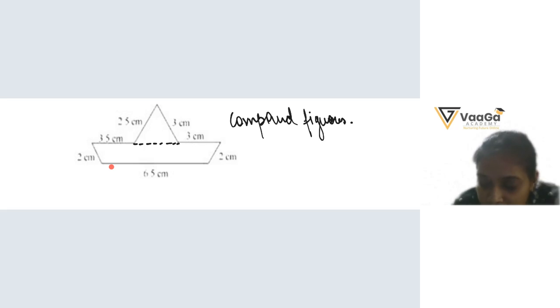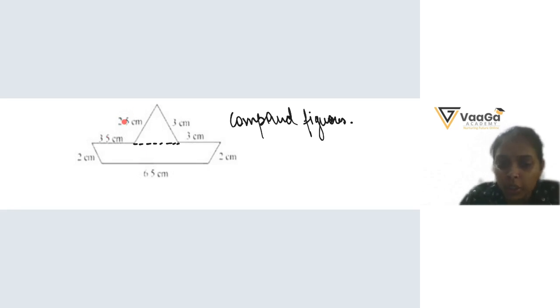One trapezium, one triangle. Yes, very good. So, okay, now can you calculate the perimeter of this for me?